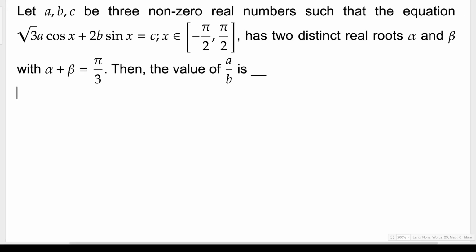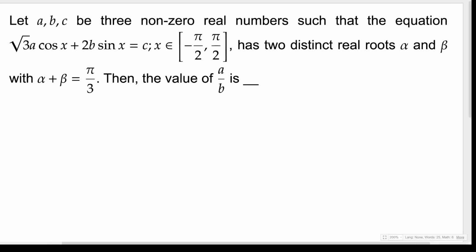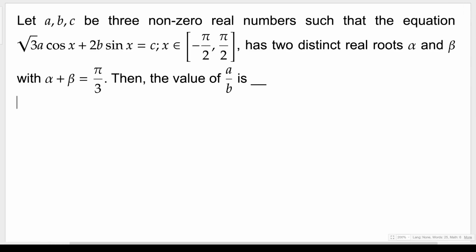Consider this problem statement here. It says: let a, b, c be three non-zero real numbers such that the given equation, that is square root of 3a times cosine of x plus 2b times sine of x, is equal to c, where x lies in the closed interval from minus pi by 2 to pi by 2. It has two distinct real roots, alpha and beta, with the sum of alpha and beta as pi over 3.